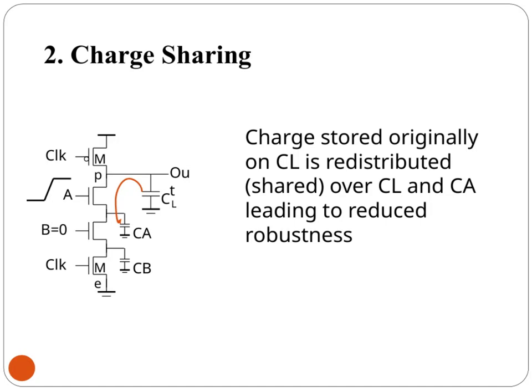Now, let's discuss charge sharing. This occurs when the charge originally stored on the capacitor CL is redistributed between CL and another capacitor, CA. In this circuit, when the clock signals activate, the charge on CL doesn't stay fixed. Instead, it spreads out over both capacitors. This redistribution causes the voltage on CL to drop, which can reduce the robustness of the stored data. Essentially, because the charge is shared, the signal integrity weakens, making it more vulnerable to errors. This is a critical factor to consider in the design, as it directly impacts the reliability of the circuit's output.